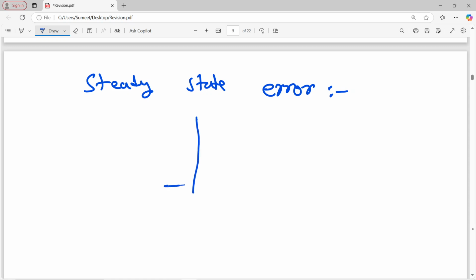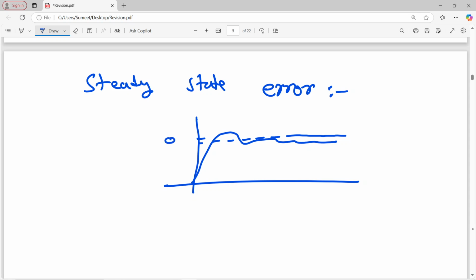Understand the term steady state. Suppose this is the output. We expect the value as, let us say, 0.7, but we are getting 0.65. So this difference, that is nothing but 0.05, we call the steady state error.